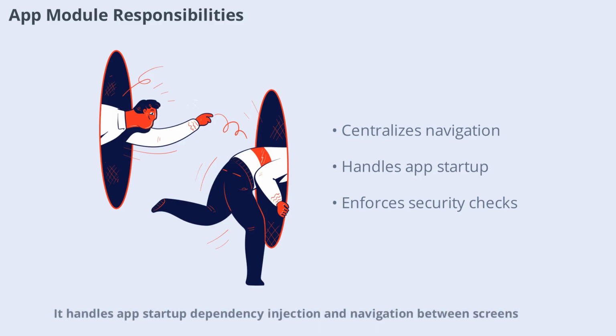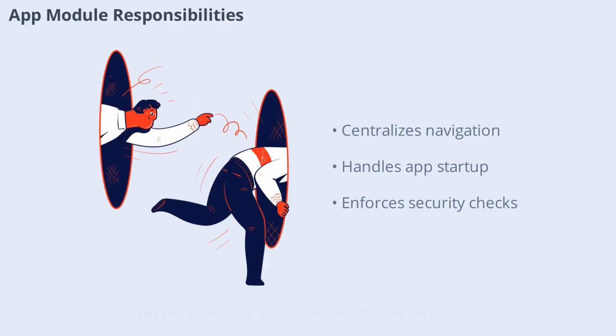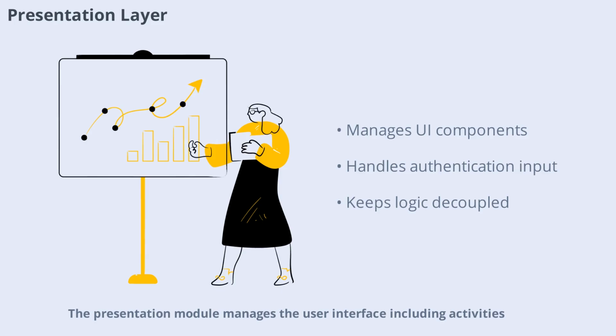The app module is the entry point of your Android application. It handles app startup, dependency injection, and navigation between screens. By centralizing navigation and startup logic here, you can ensure that security checks like app lock are consistently enforced across the app. This module acts as the glue, connecting all other modules and orchestrating the user experience from launch to secure authentication.